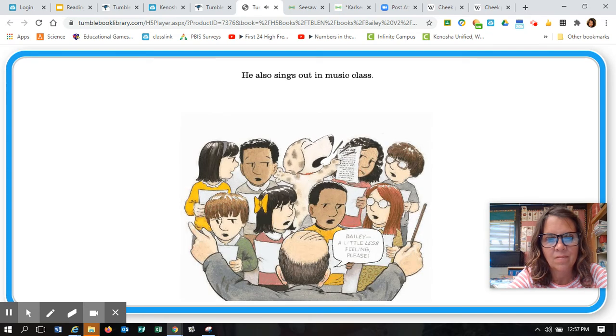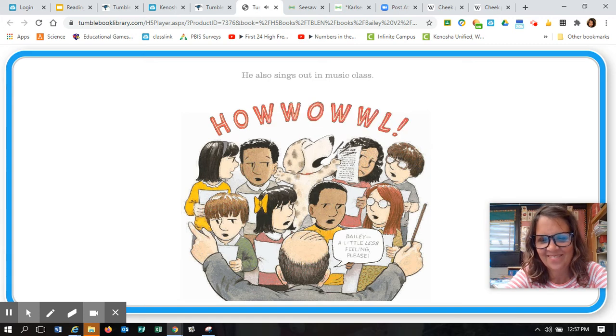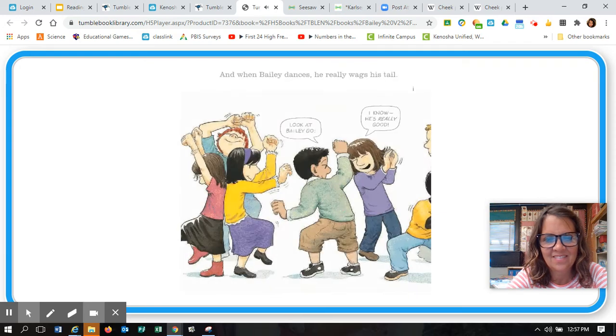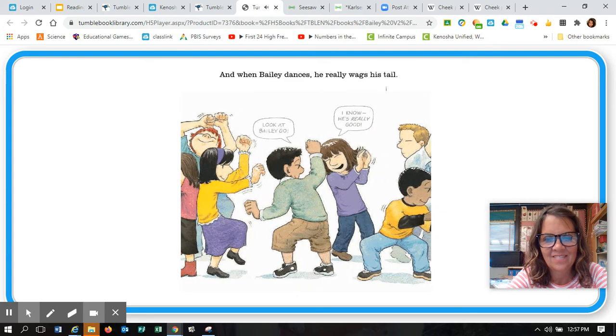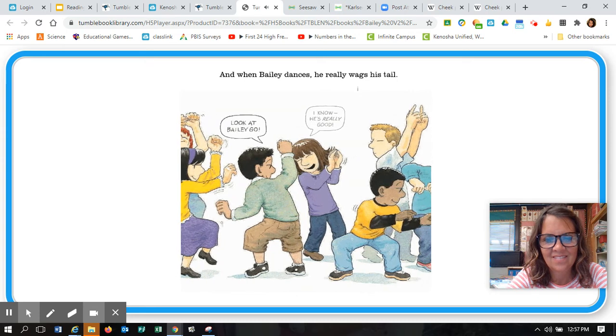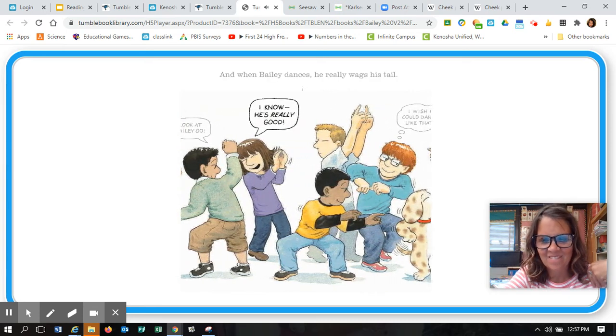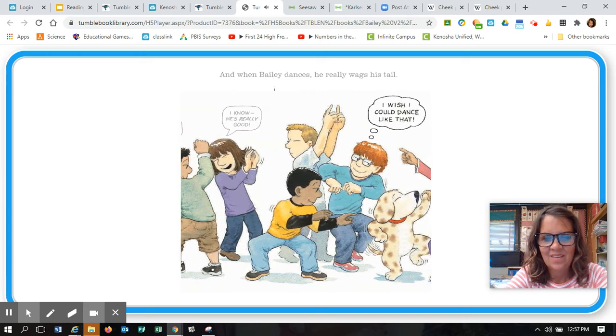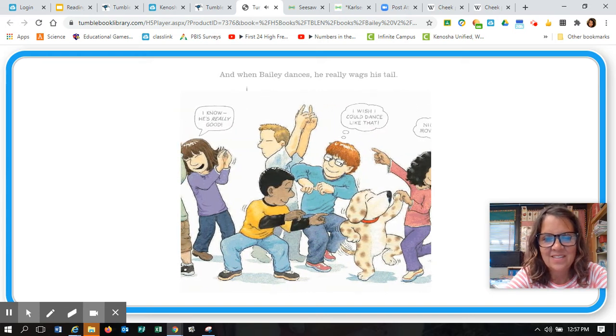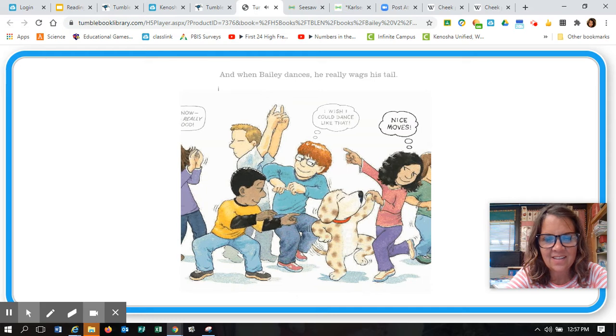He also sings out in music class. Bailey, a little less feeling, please. And when Bailey dances, he really wags his tail. Look at Bailey go! I know, he's really good. I wish I could dance like that. That's another detail. He's good at dancing.